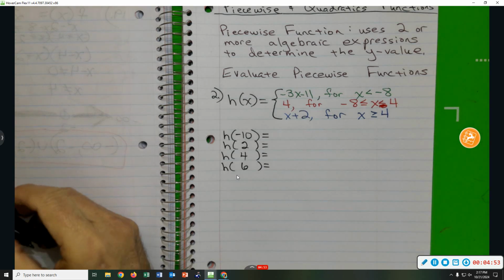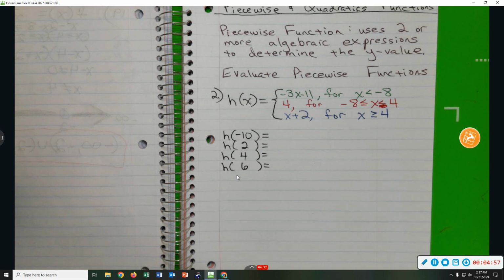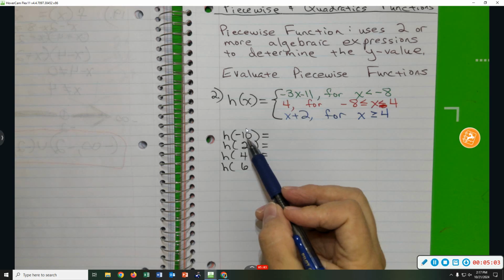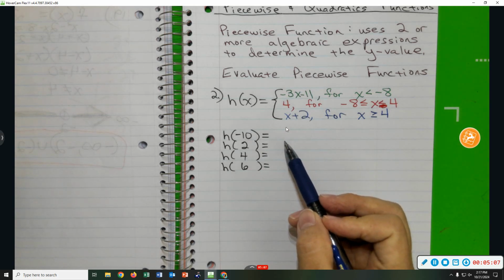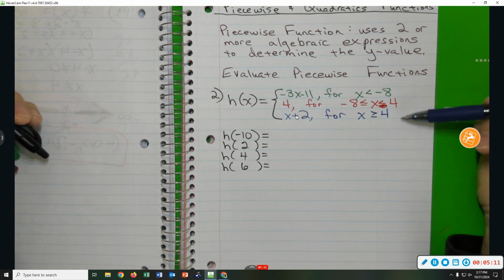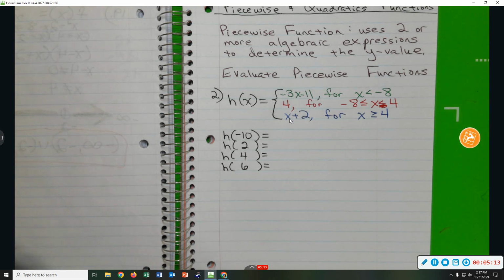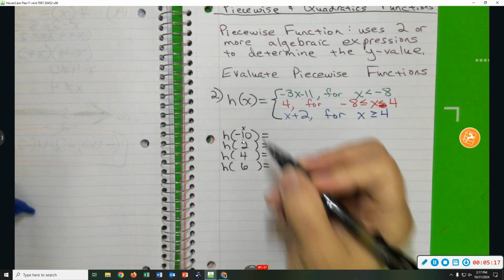We saw the last time that the number in the parentheses is what you plug in for x. That number there is the x. The value of the function is the y value. The question is, which one of these pieces are we going to have to use? To make that decision, you have to look at the number that's in the parentheses, x.